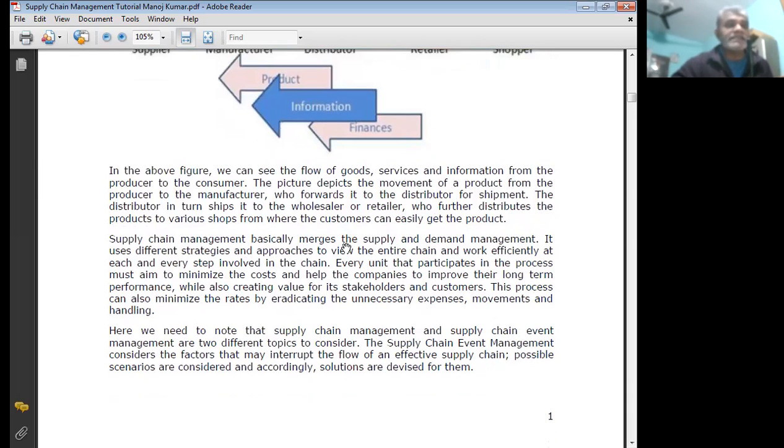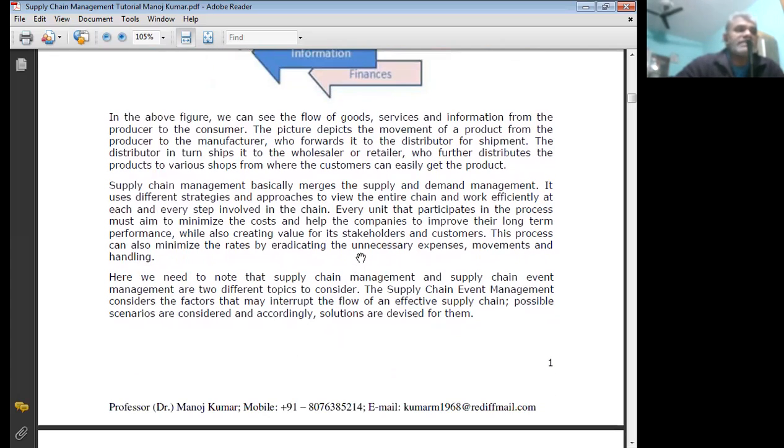Supply chain management basically merges supply and demand management. It uses different strategies and approaches to view the entire chain and work efficiently at each and every step involved in the chain. Every unit that participates in the process must aim to minimize the cost and help the company to improve their long-term performance while also creating value for its stakeholders and customers. This process can also minimize the rates by reducing the unnecessary expenses, movements, and handling.